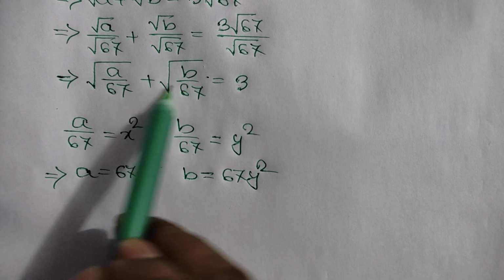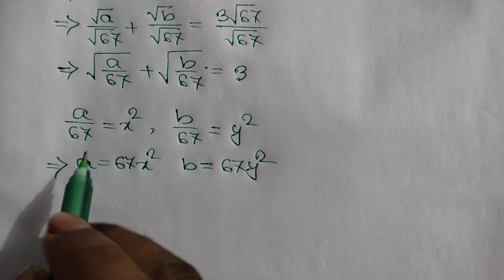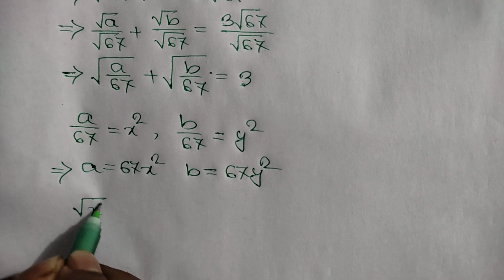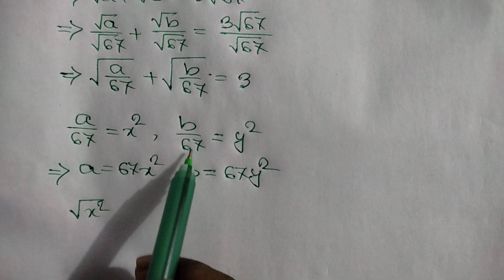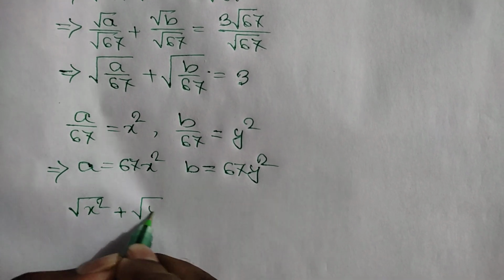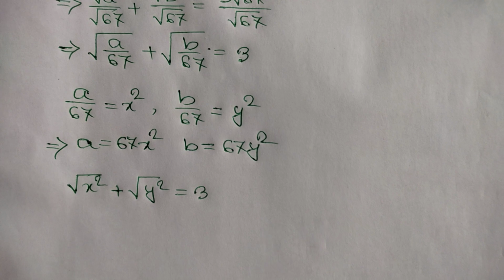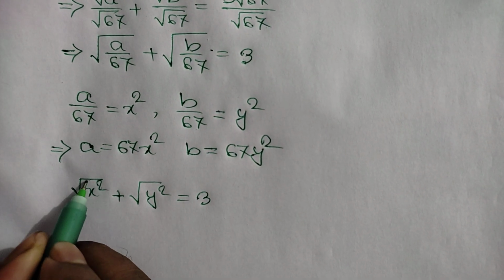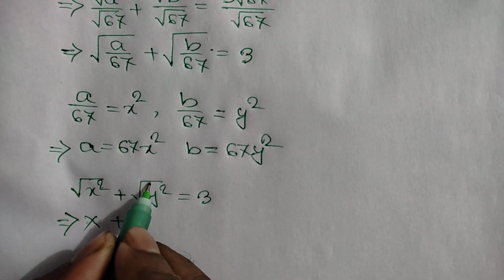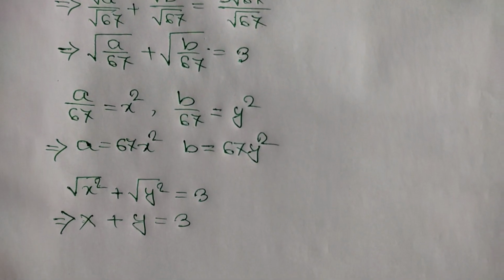Now substituting these values into the equation, A over 67 is equal to x square, so it will be remaining square root of x square, and B over 67 is equal to y square, so it will be remaining square root of y square, is equal to 3. The square cancels out the square root, so here x plus y is equal to 3.